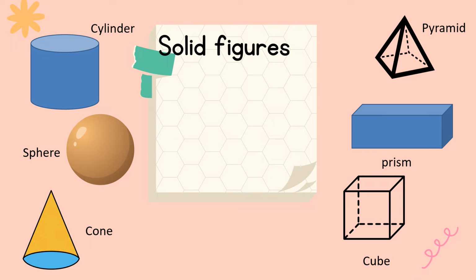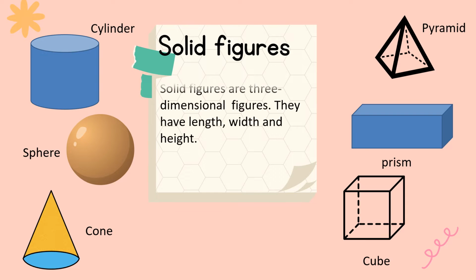Now, all these figures are what we call solid figures. Solid figures are three-dimensional figures. They have length, width, and height. Like this one, they have the length, the width, and the height. Same with here, and same with the other figures.